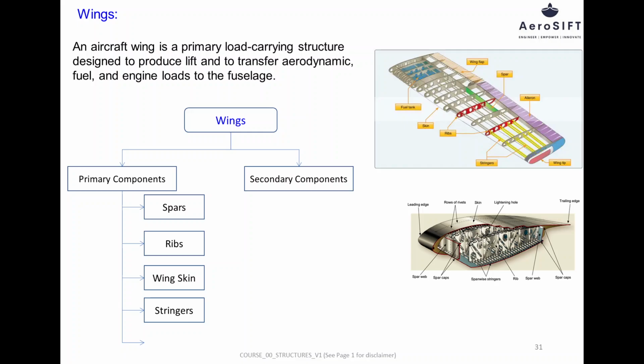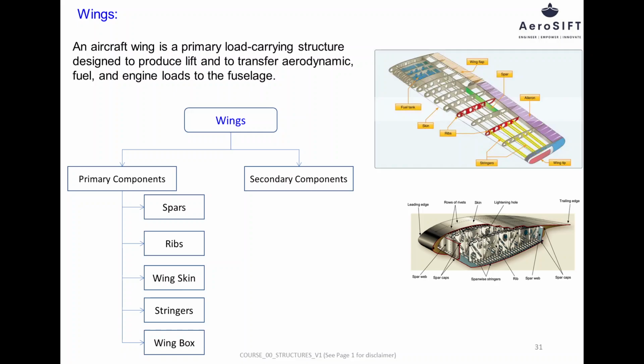Stringers are longitudinal stiffeners attached to the wing skin and run spanwise along the wing. Their primary function is to resist axial tensile and compressive stresses caused by wing bending and to prevent skin buckling. Stringers improve the overall stiffness and strength of the wing without significantly increasing weight.